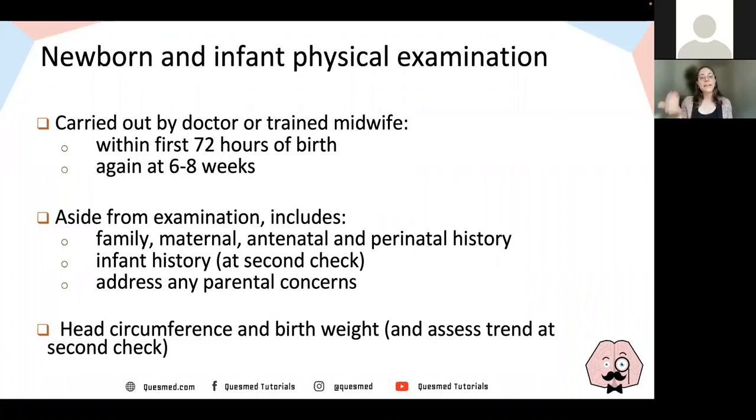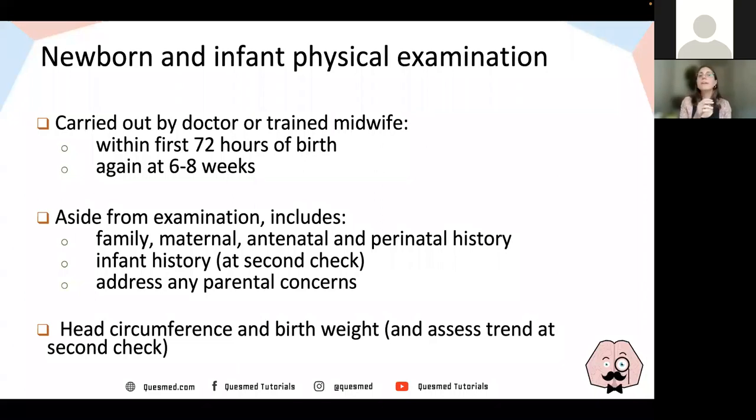Obviously, you would have heard about the examination, like I mentioned, head to toe, but there's a few other things that go into this examination. You'll also want to take a family, maternal, antenatal, and perinatal history and have it all documented. At the second check, you'll take an infant history of what happened for the first 6 to 8 weeks of life. And it's a great opportunity to address any parental concerns, obviously make every contact count, especially if this is their first baby, as it's likely they'll have a few questions.